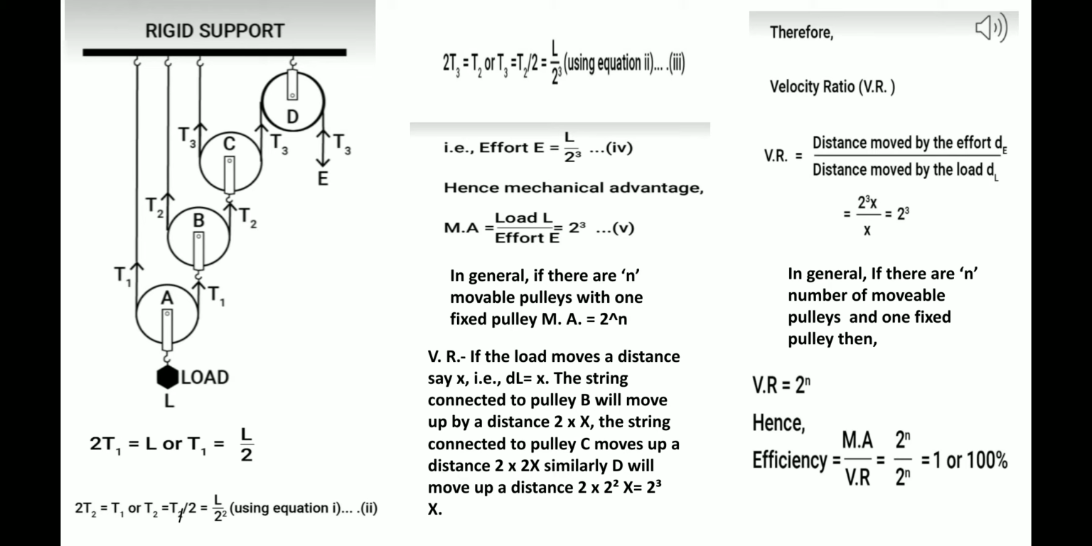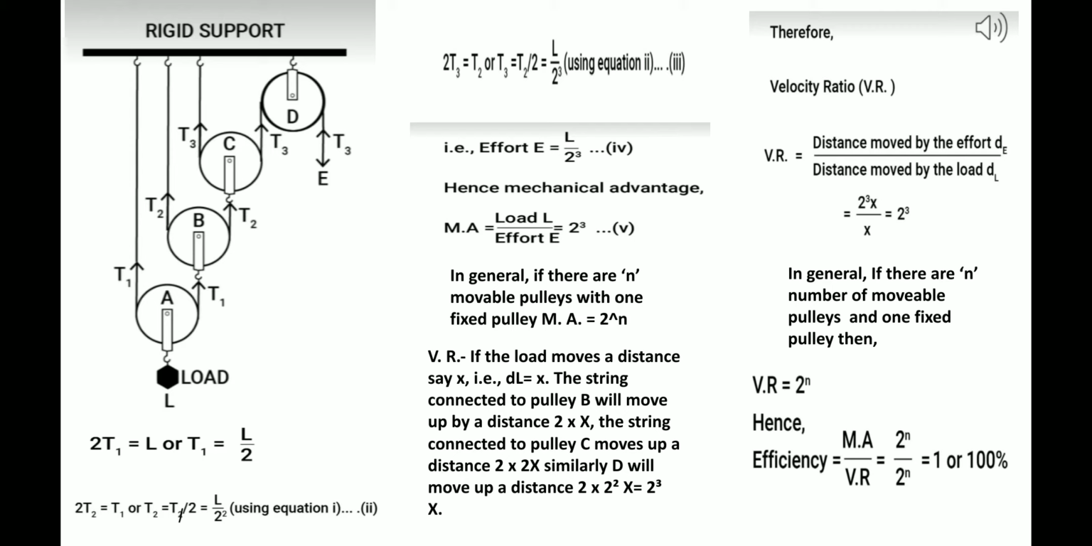Why? T1 towards left will also move distance x, and T1 towards right will also move distance x. So x to this side and x to this side. So therefore, in total, A will move by twice x. Isn't it? If load is moving x distance above, A will be moving by 2x distance above. Isn't it? So we will have the velocity ratio in case of A as 2 into x.